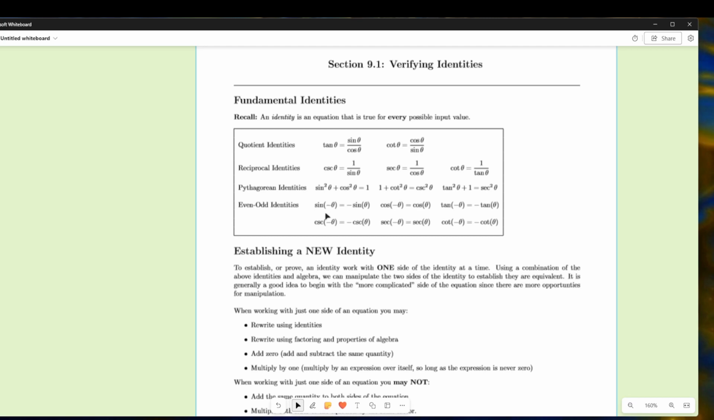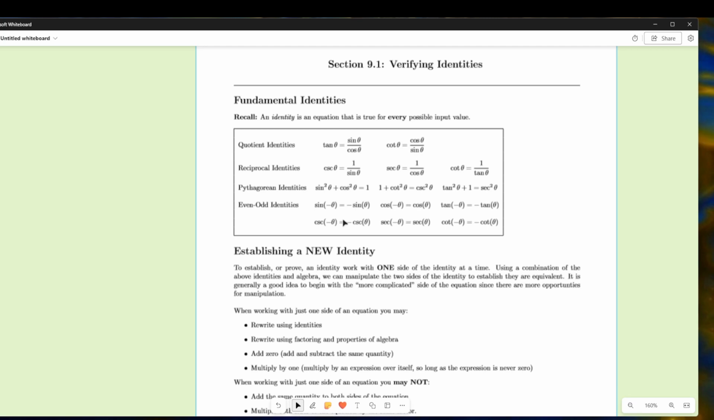If we have negatives inside, well, can we get that negative outside? Well, on some of them we can pull the negative straight out, like cotangent and tangent. Cosine and secant, notice the negative just disappears because they're even functions. Sorry, tangent and cotangent are odd functions, and sine and cosecant, also odd functions. That negative can just pull out. Very handy.